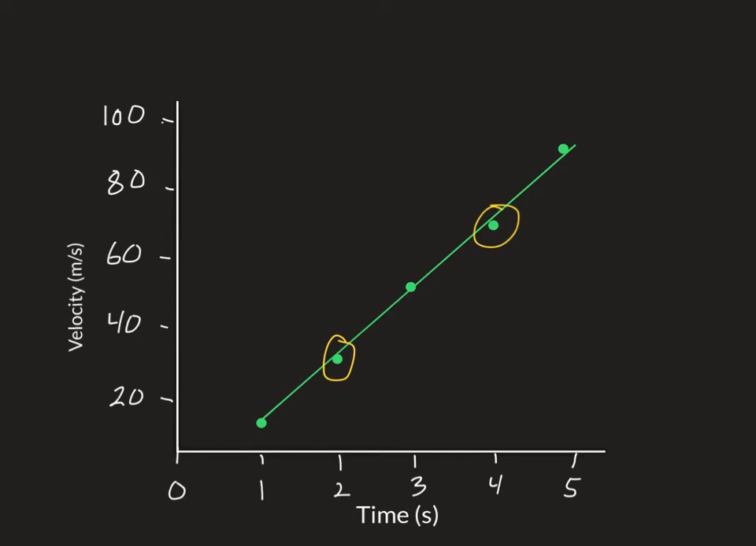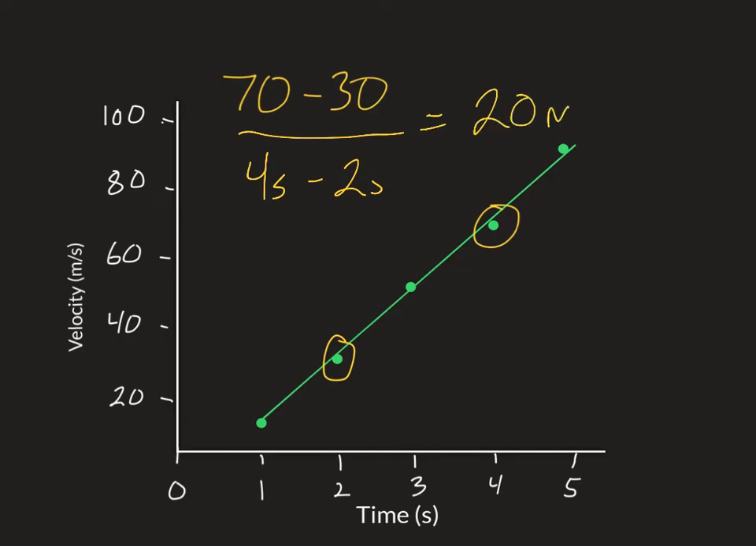So this guy here is my x2, y2. So I'm going to go 70 minus 30, 30 coming from here, divided by 4 seconds minus 2 seconds, which gets me 20 meters per second squared. I should have had my units here. This is meters per second, which is how we get that unit. So this is telling me the acceleration. This thing's speed is increasing by 20 meters per second every second. So what measurement does the slope of the line tell us? It tells us acceleration.